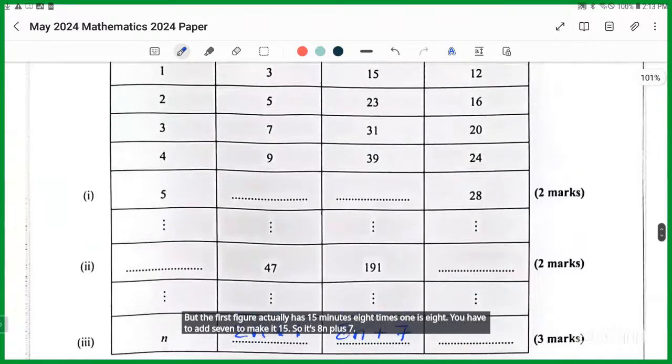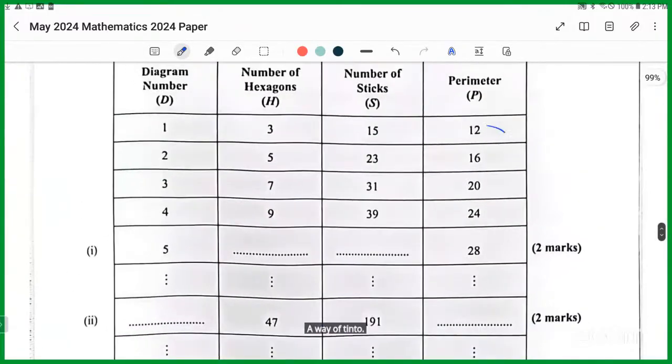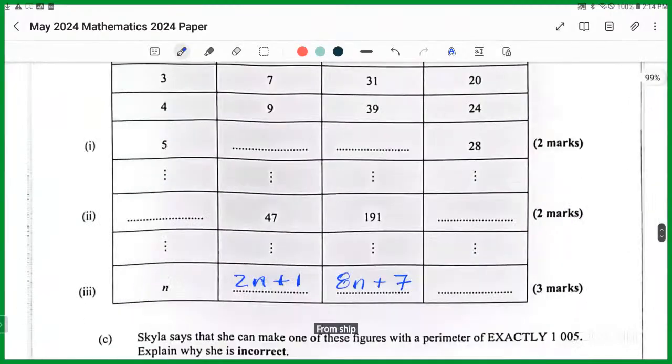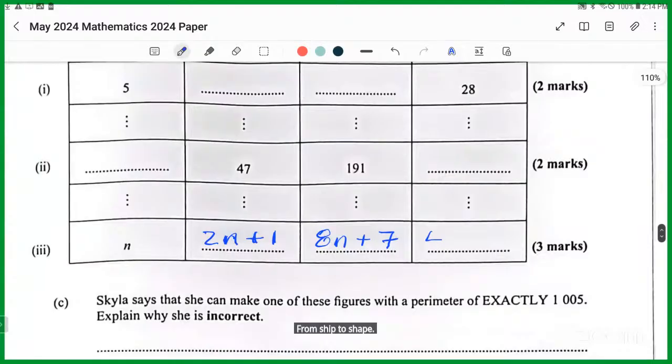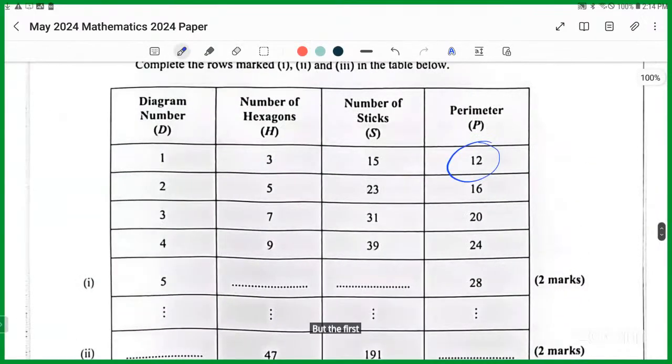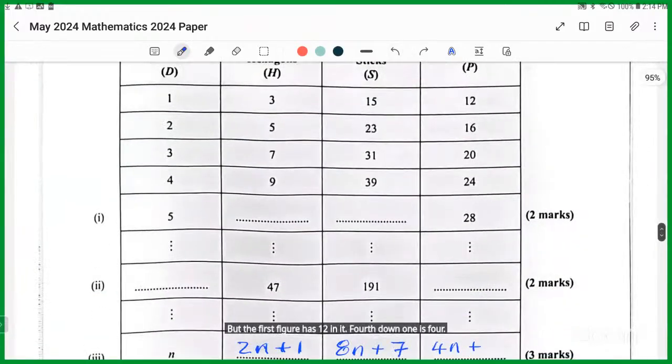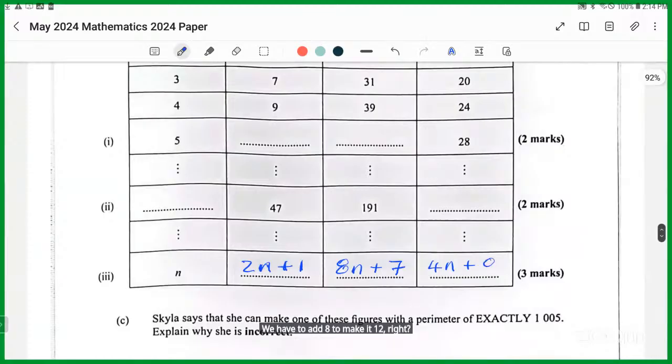Over here, for the other shape, it's increasing by 4. Increasing by 4, so 4n starts the formula. It's increasing by 4 from shape to shape, so it starts with 4n. But the first figure has 12 in it. 4 times 1 is 4. We have to add 8 to make it 12, right? So it's 4n plus 8 is the formula.